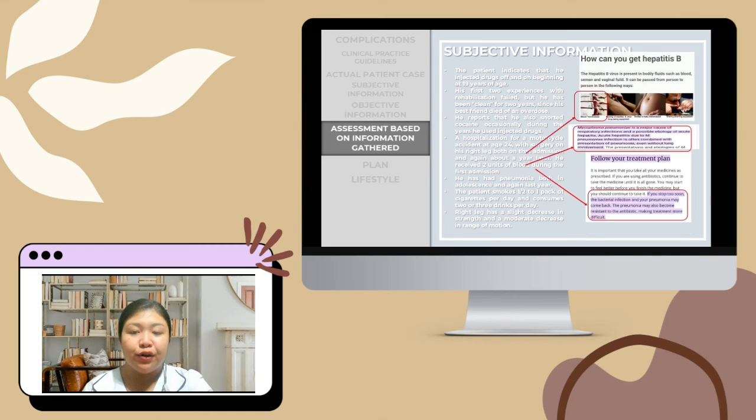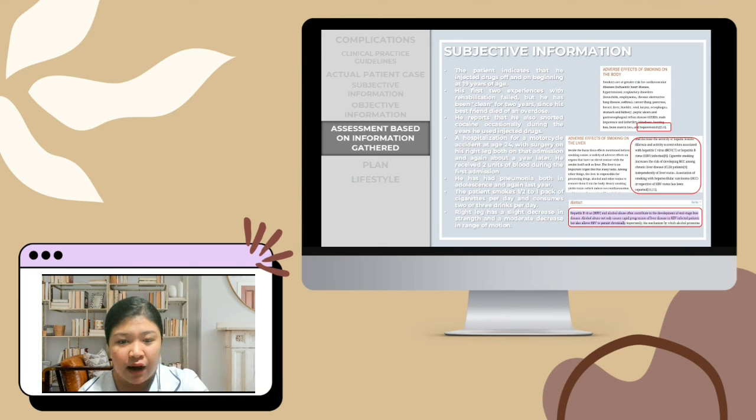Next naman is for smoking. The patient smokes 1/2 to 1 pack of cigarettes per day and consumes 2 or 3 drinks per day. So dito, sabihin natin, because of smoking, nagkaroon ng hepatotoxicity. And kagaya ng sabi ko kanina, yung hepatotoxicity is pwede siyang maging toxic liver disease or toxic hepatitis.